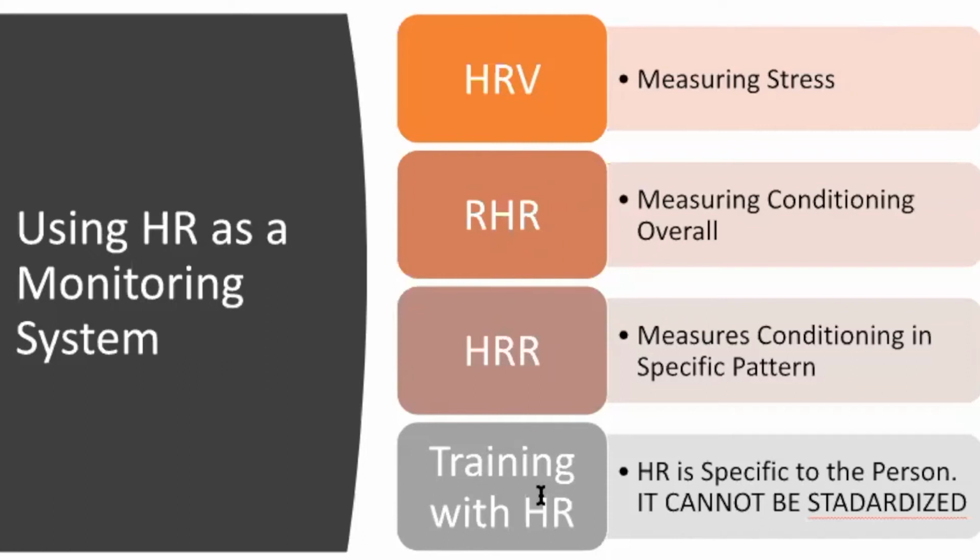And then this one is just training with heart rate. It can't be standardized. So in other words, with somebody's heart rate variability, we have to measure, you have to take an average of the person's heart rate variability before you can use it. We can't standardize it, right? The higher is usually better, but it's based off of a standard deviation. So that's why it has to be standardized to each individual. Resting heart rate, that's pretty universal. The lower, the better. That's pretty much truthful throughout.